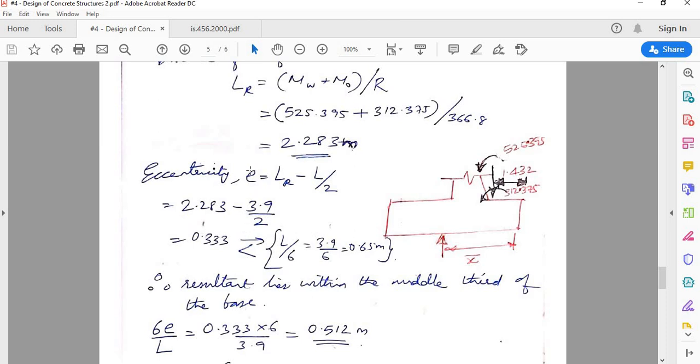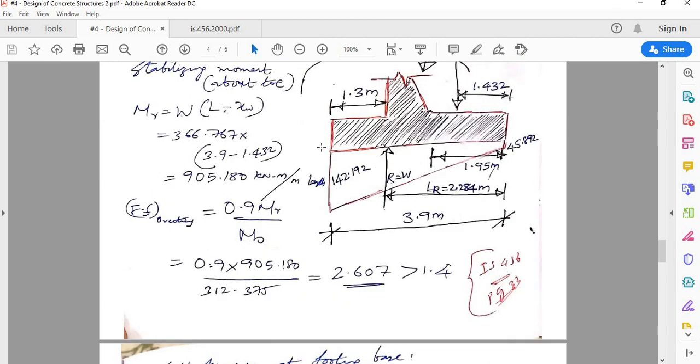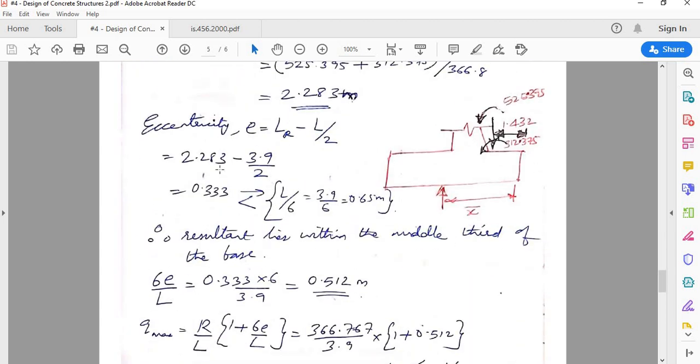So to ensure that there is no tension, eccentricity should be within the middle third of the base, which means it should be lesser than L by 6. So what is L by 6 here? It is 3.9 divided by 6, it is 0.65. The actual eccentricity is lesser than that, which means there is no tension. The pressure diagram will be something like this. It won't snap to the tension zone. So one condition is satisfied: there is no uplifting, there is no tension between soil and footing.